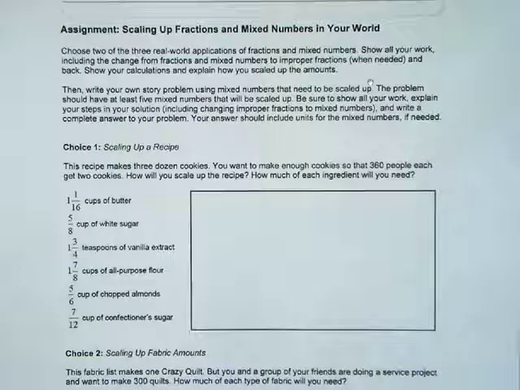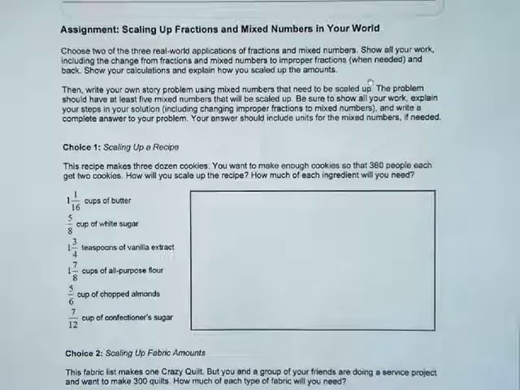Let's read the assignment. Choose two of the three real-world applications of fractions and mixed numbers. Show all your work, including the change from fractions and mixed numbers to improper fractions, excuse me, not range, when needed, and back. Show your calculations and explain how you scaled up the amounts. Then write your own story problem using mixed numbers that need to be scaled up. The problem should have at least 5 mixed numbers that will be scaled up. Be sure to show all your work, explain your steps and your solution.